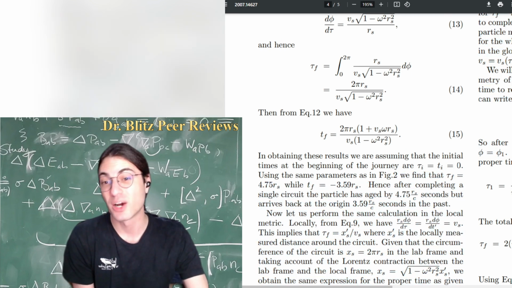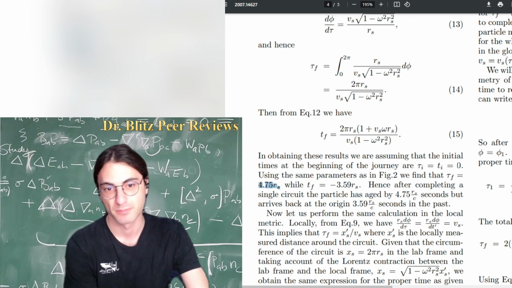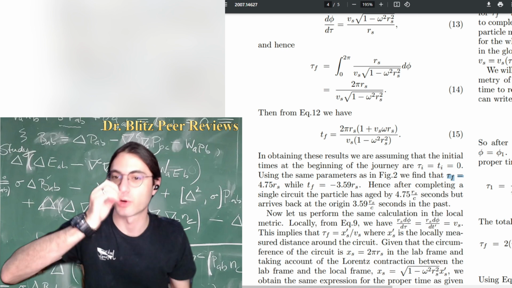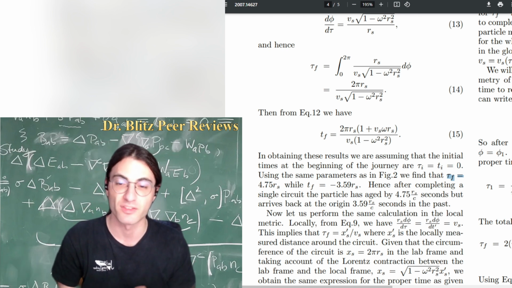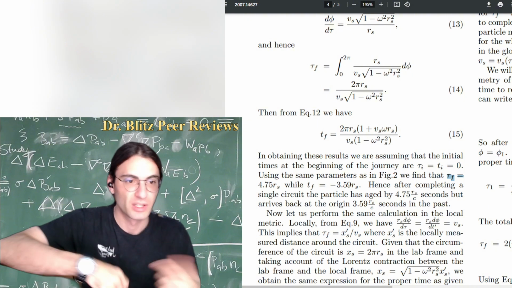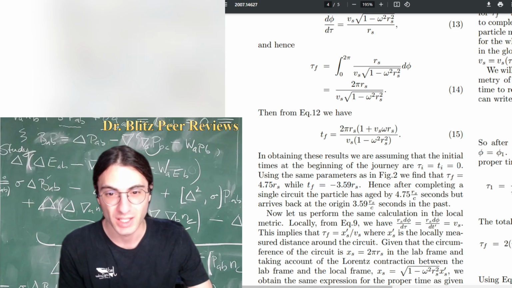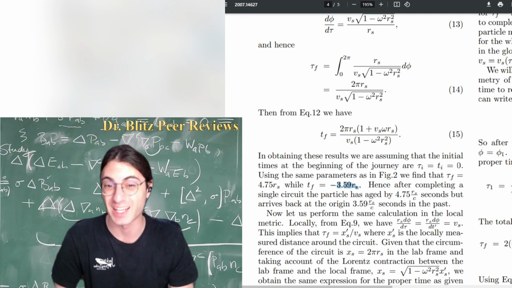They find that tau sub f is 4.75 r sub s. So the person's watch will move forward at a rate of 4.75 times the distance from the center, in units that would be seconds, I suppose. But the proper time is negative. Sorry, not the proper time. The coordinate time is negative.